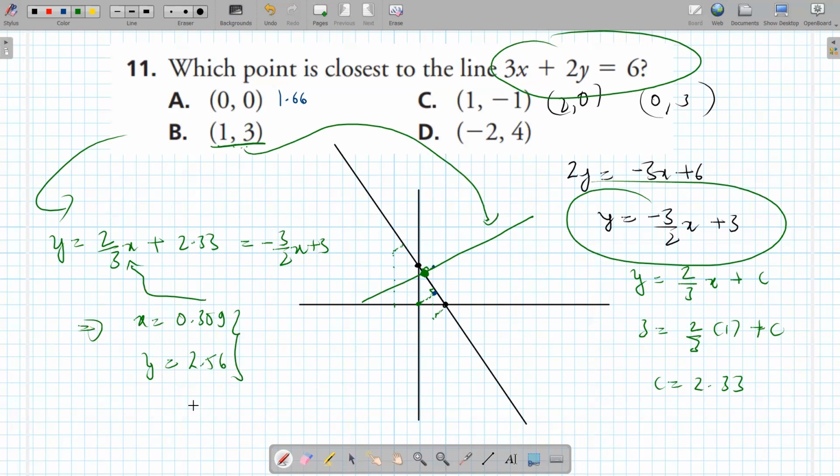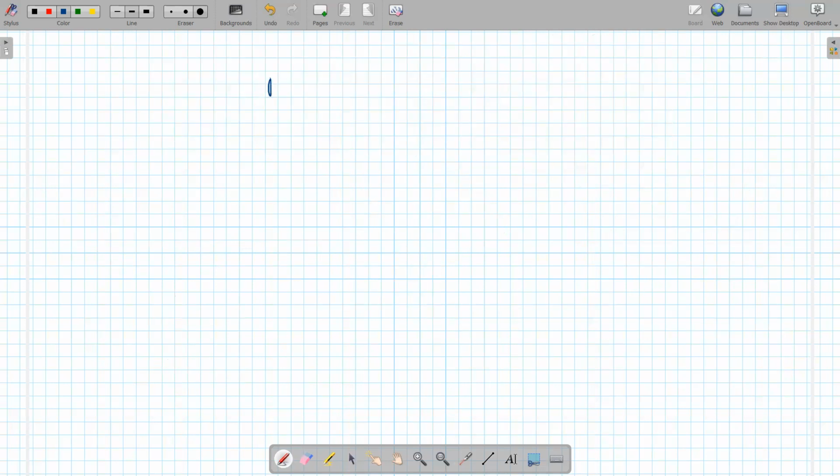Next, you want to use the distance formula. So I'm finding the distance from this coordinate, which is somewhere here, to this point, which is exactly there. The formula for distance: 2.56 minus y1 squared plus x2 minus x1 squared, and the square root of that, which gives me a distance of 0.81, which means this is shorter than this. And you do this 2 more times, and the shortest distance wins. Cool? This is called a perpendicular bisector.